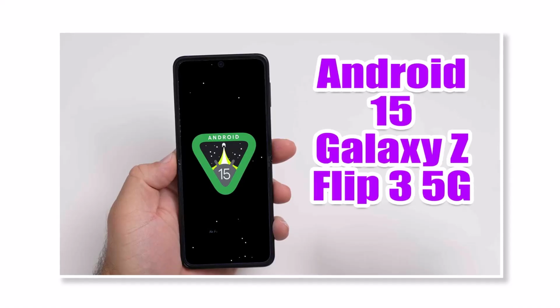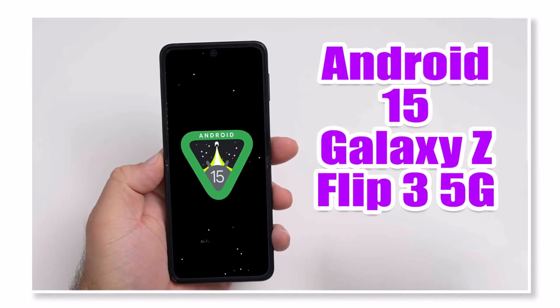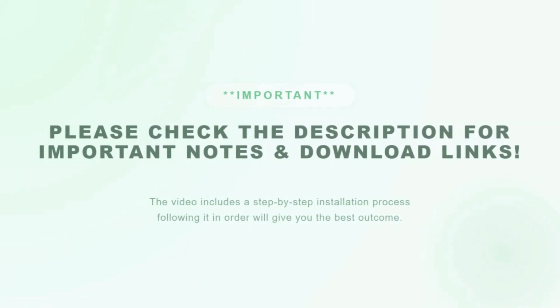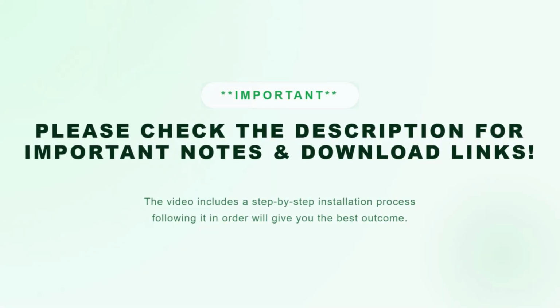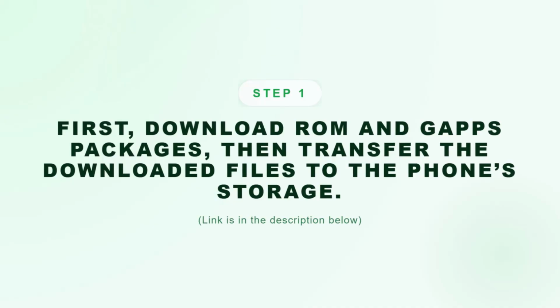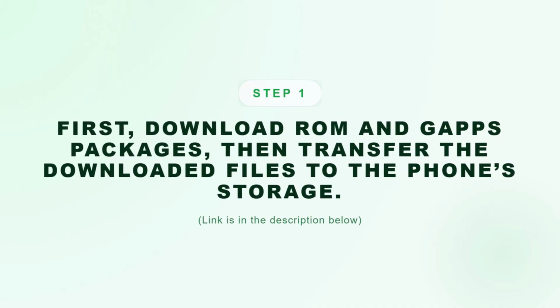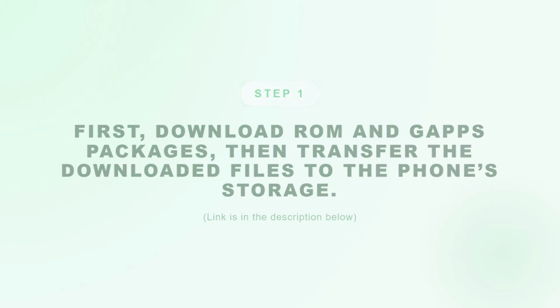Install Android 15 on Galaxy Z Flip 3 5G via LineageOS 22. Please check the description for important notes and download links. First, download ROM and GApps packages, then transfer the downloaded files to the phone's storage.